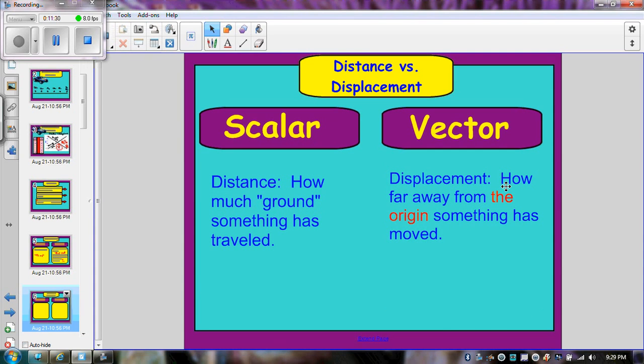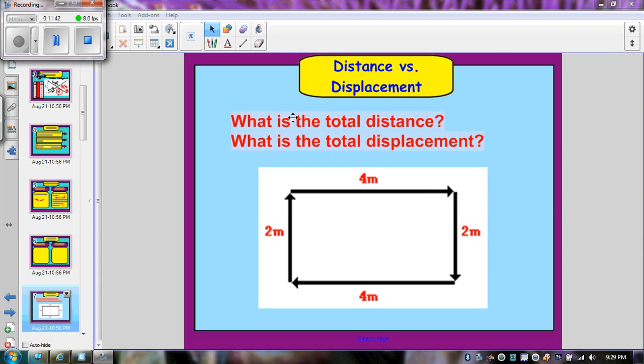And notice the difference in definition. Displacement is how far away from the origin something has moved. That might sound the same, but it's actually very different. Let's go ahead and look at the examples. All right, look at this first example right here. The question says, what is the total distance and what is the total displacement? Might seem like they might be the same thing, but they're not.